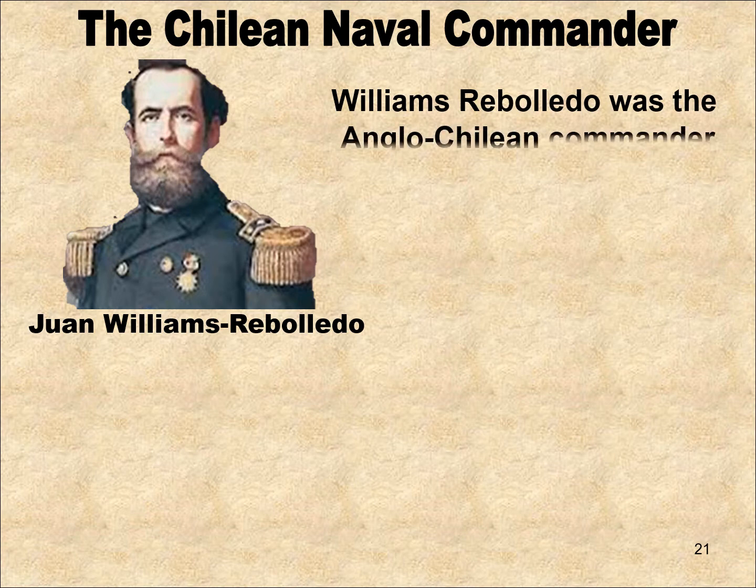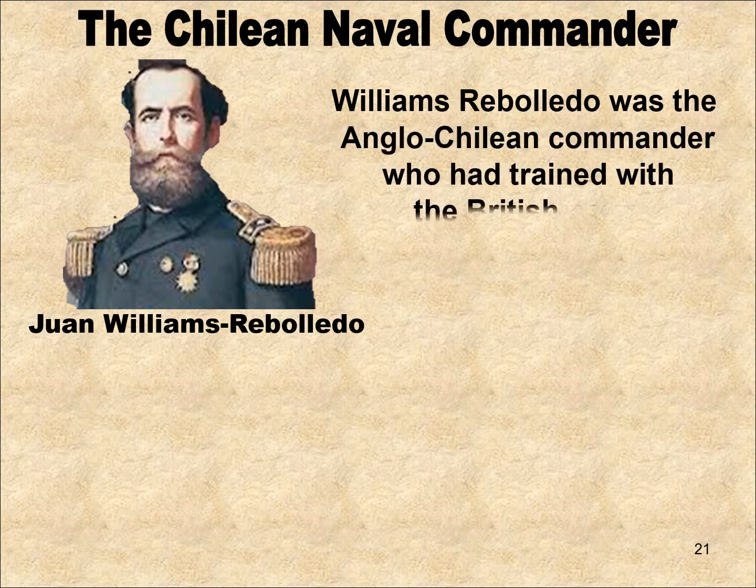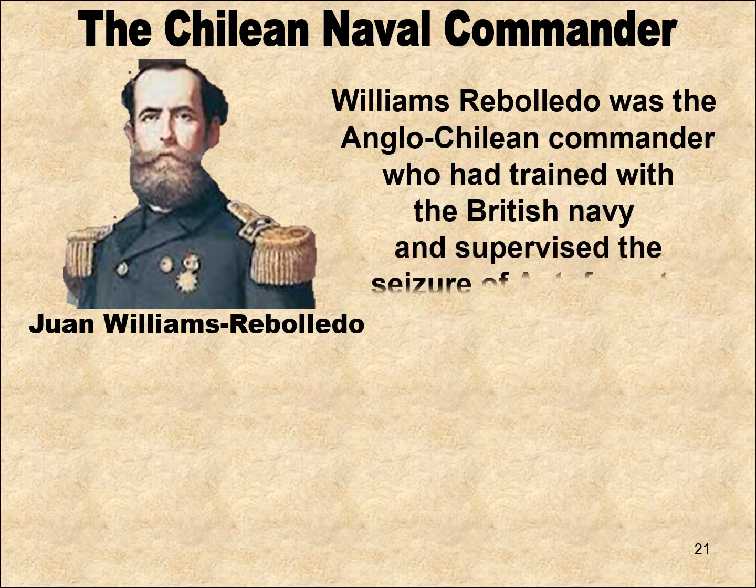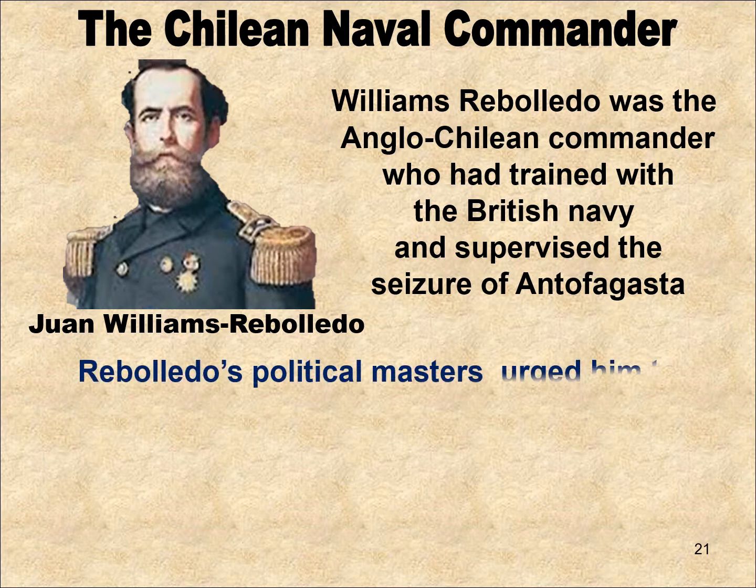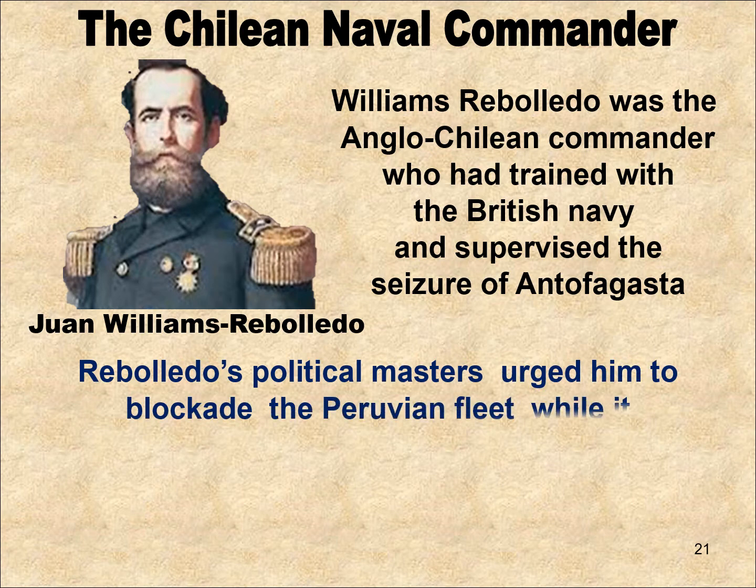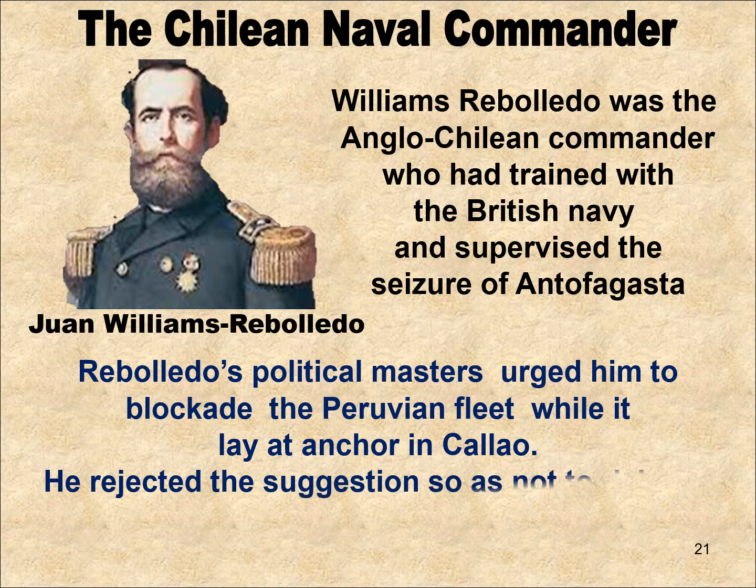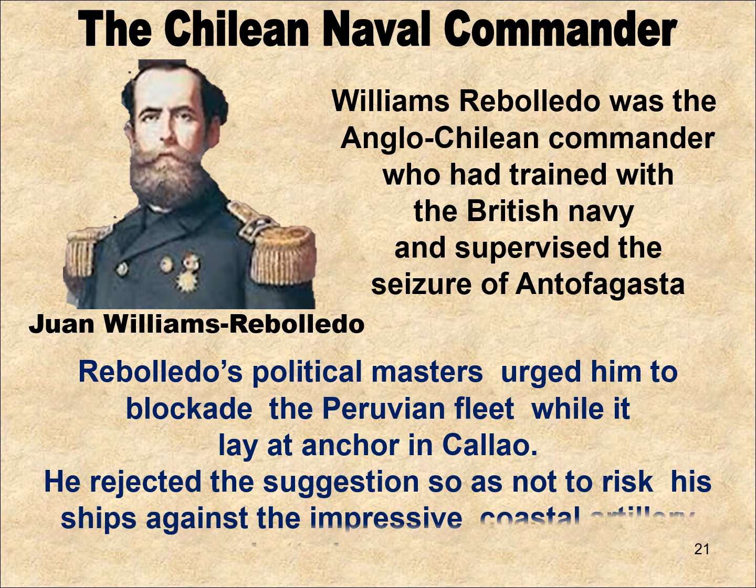Juan Williams Rebolledo was the Anglo-Chilean commander who had trained with the British Navy and supervised the seizure of Antofagasta. Rebolledo's political masters urged him to blockade the Peruvian fleet while it lay at anchor in Callao. He rejected the suggestion so as not to risk his ships against the impressive coastal artillery batteries of Callao.